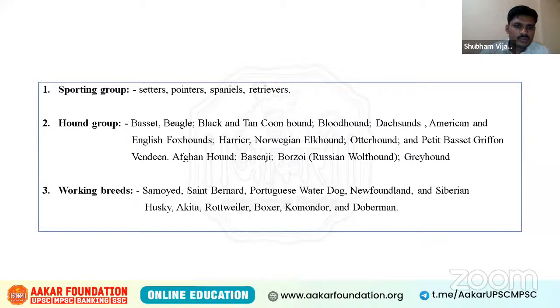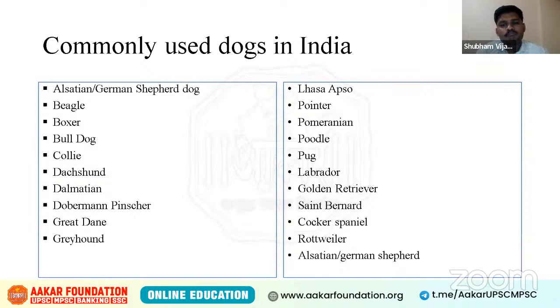Now in India, what different types of dogs are there? First of all, Alsatian, which is commonly called the German Shepherd dog, and it is very popular among the police as a police dog. Then Beagle, Boxer, Bulldog, Collie, Dachshund, Dalmatian, Doberman, Great Dane, Greyhound, Lhasa Apso, Pointer, Pomeranian, Poodle, Pug, Labrador Retriever, Golden Retriever, Saint Bernard, Cocker Spaniel, Rottweiler, and German Shepherd.